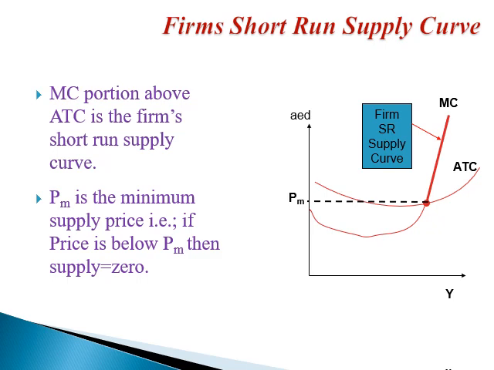But if you want to go all the way down, suppose I have here, for example, the average variable cost. In that case, from this point on the marginal cost curve, this will be the supply curve in the short run. But what is written here, this is the firm long-run supply curve. Excuse me for that, it's a mistake. So the marginal cost portion above average total cost is the firm's long-run supply curve, not short-run. This is wrong. Long-run.